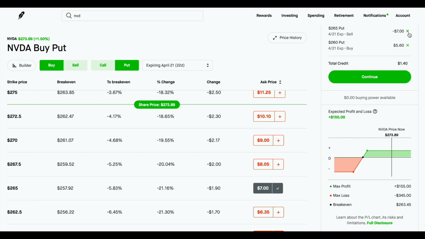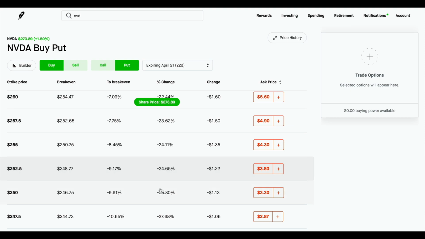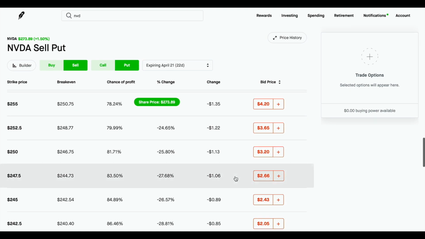If you want to be even more conservative, I can show you a quick example. If you want to go down to, let's say, the 250, pretty far down, let's go to sell a put. So we're going to change that back to sell, 250.